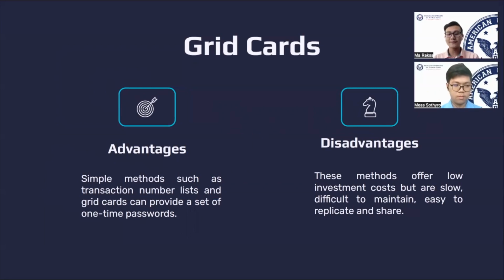So when somebody logs into the system, they use the card and get a login code from the card, and then use it to authenticate. It is a very simple method, such as a transaction number list, and a grid card can provide a set of one-time passwords. The only disadvantage of this grid card is that it is low investment in cost, but it is slow and difficult to maintain, especially since people can easily replicate and share the card.